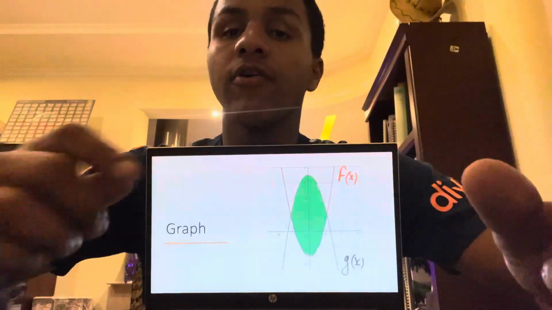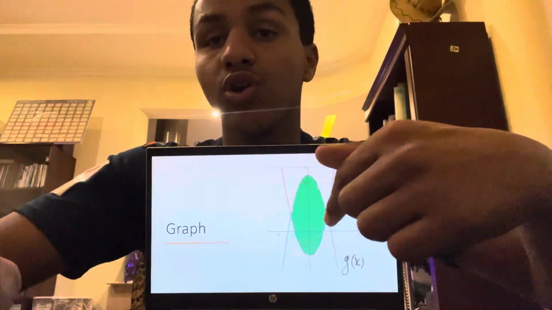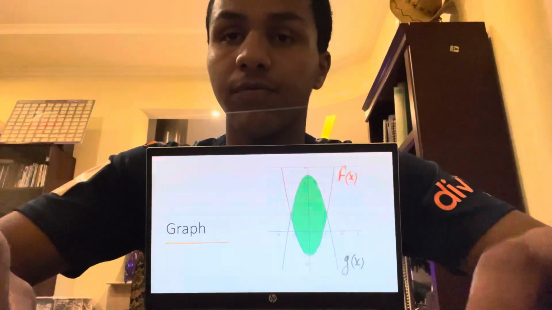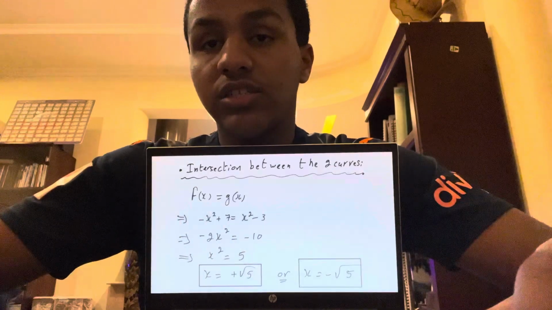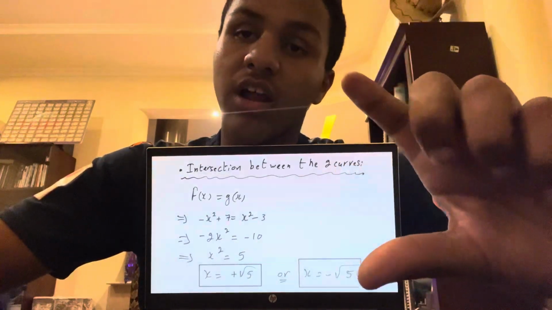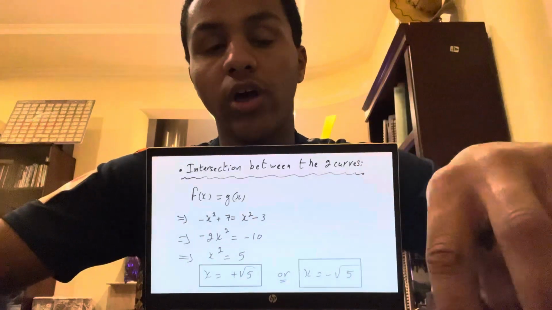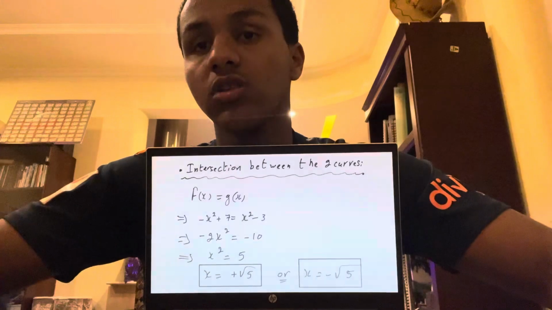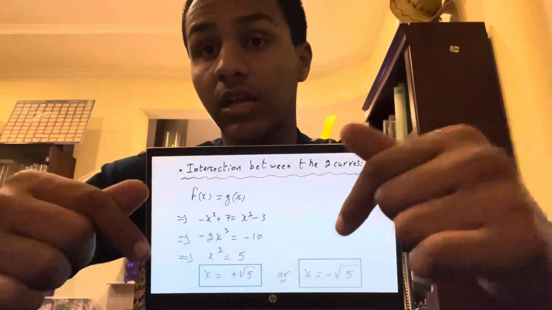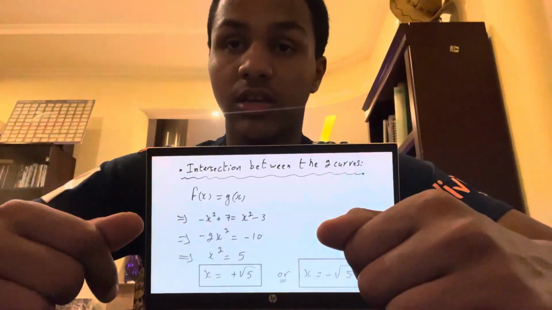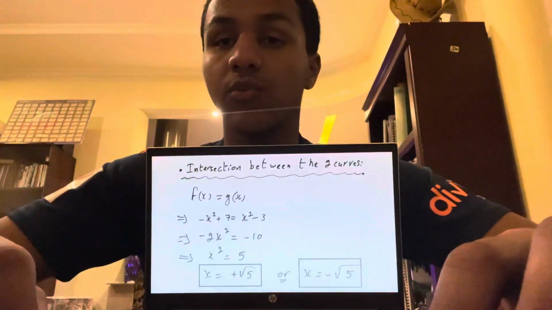First of all, we're going to draw the graph, and we're going to find that the shaded area between them is this green shaded area that we're going to have to find the area of. First step, we're going to find the intersections between them. We're gonna have to put f of x equals g of x, and we're gonna get a result of 2 x's, which is x equals positive square root of 5 and x equals negative square root of 5. Those are the limits we're going to have in the drawing, which is the shaded area that we're going to have to find the area of.